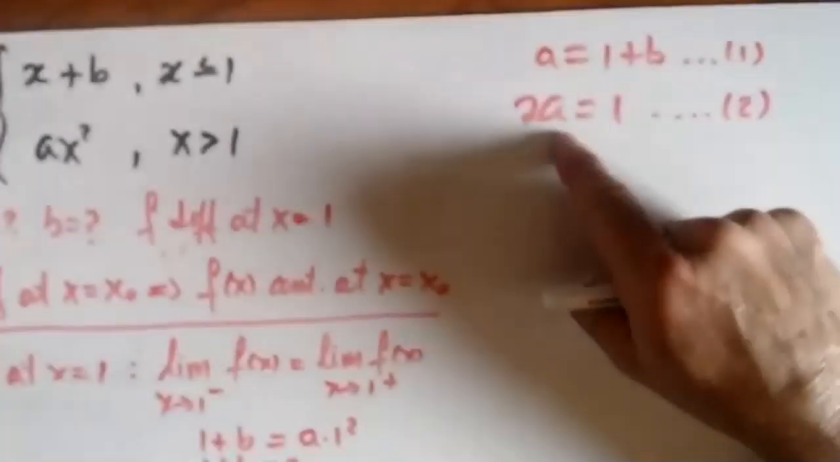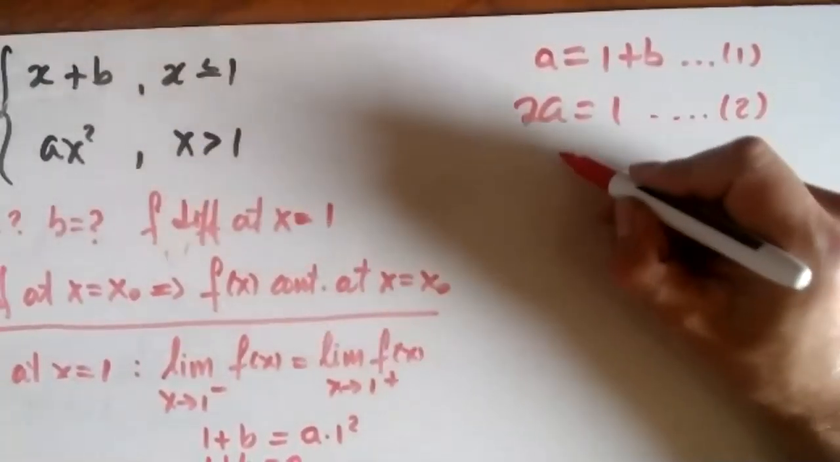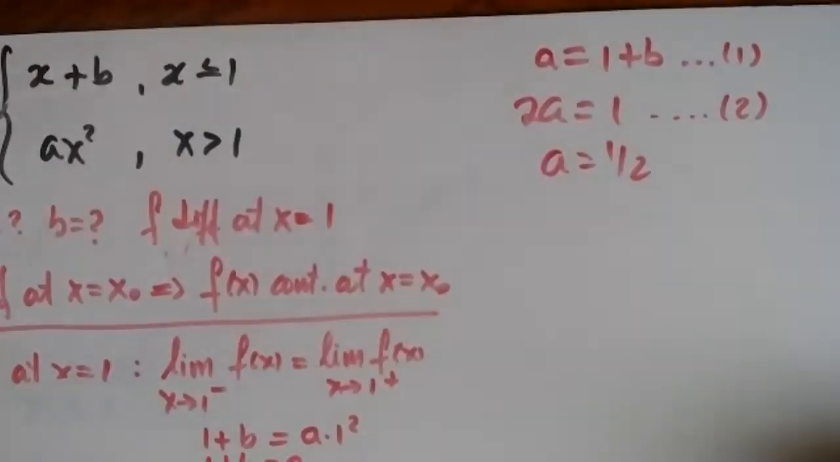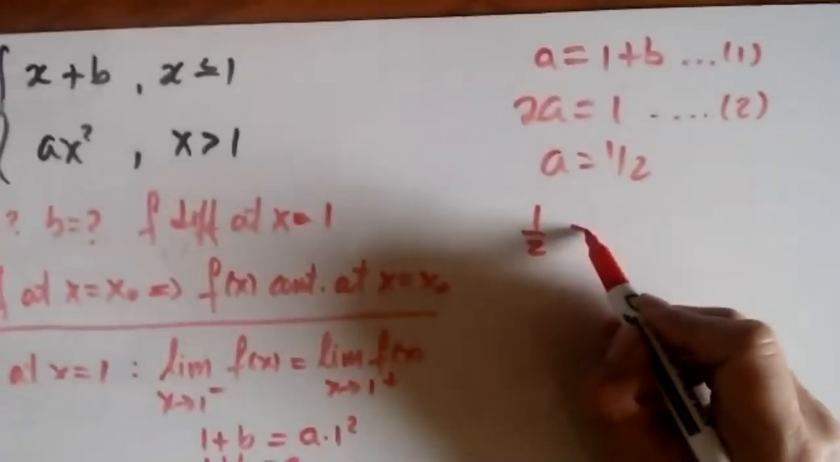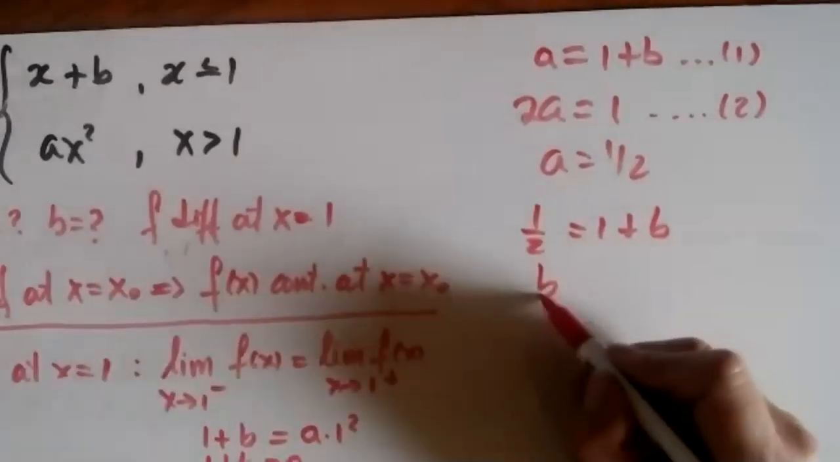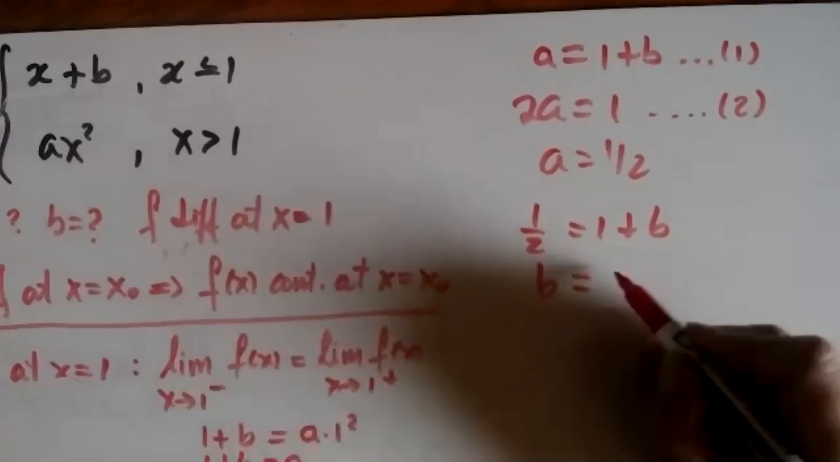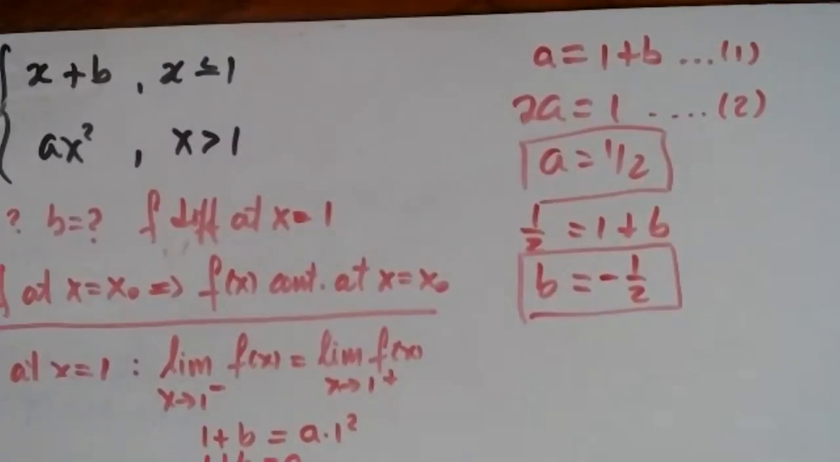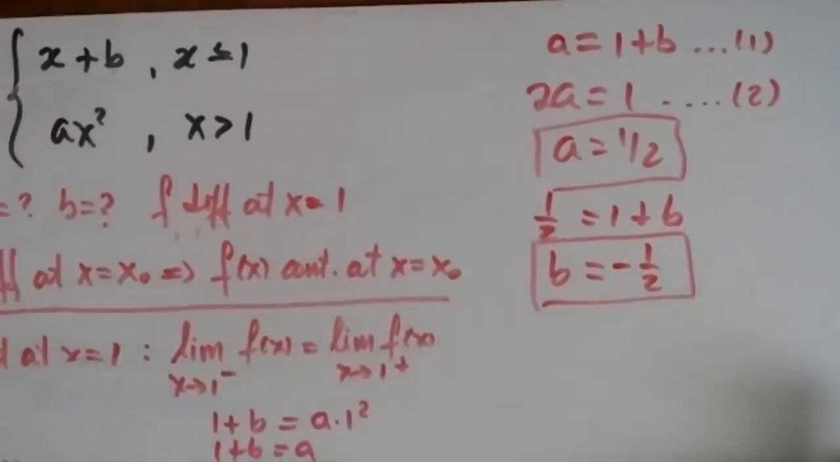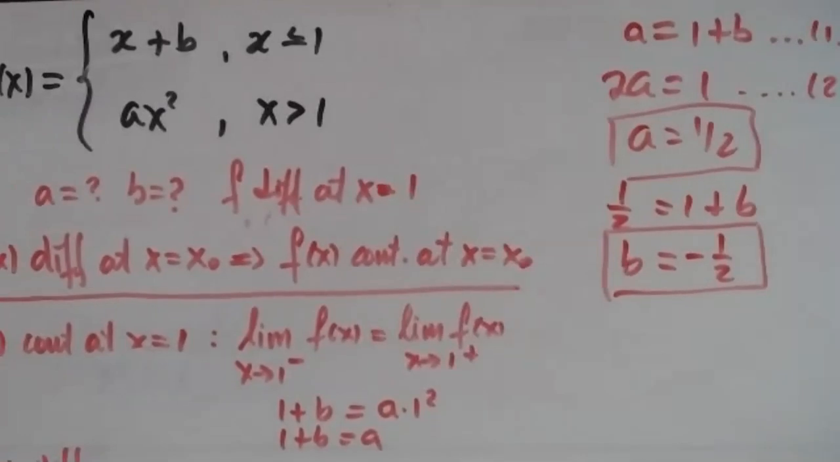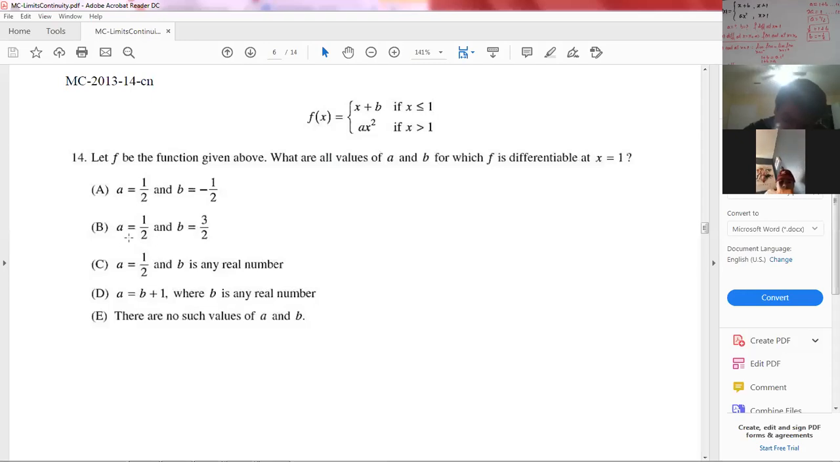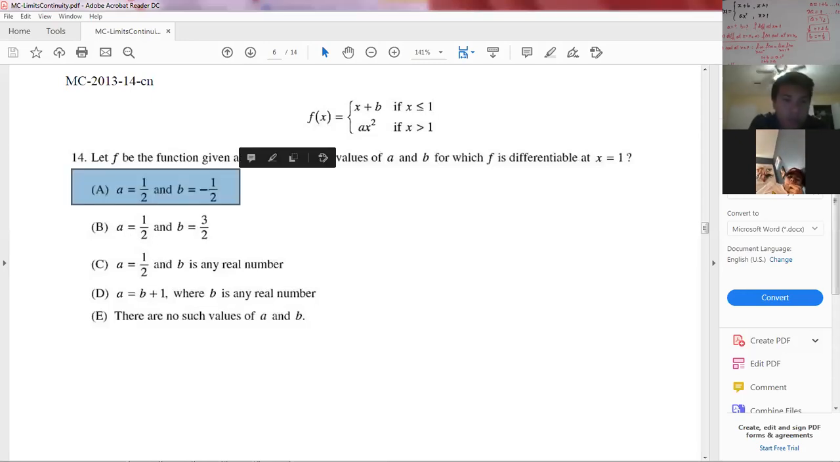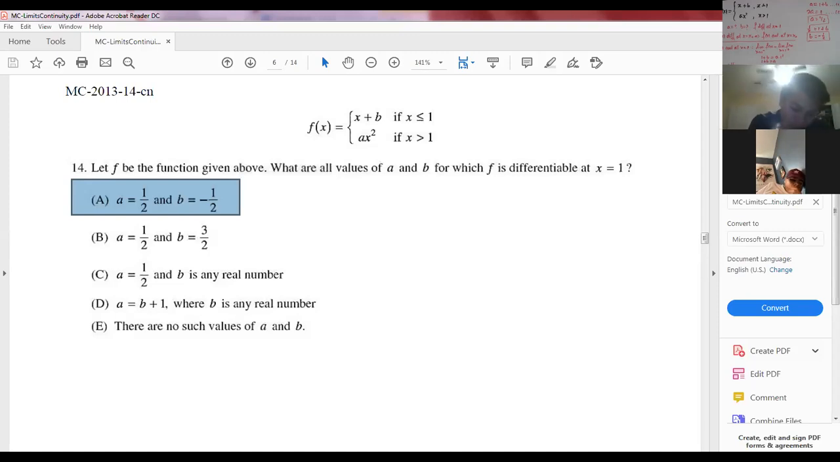Now, what is the value of a to get a 1? a equals 1 half. And if a is 1 half, I have 1 half equals 1 plus b. So b equals, you solve for b, negative 1 half. So these are the two values that make f differentiable and continuous at the same time. So if we go to our paper, you see here that the solution is the first one. This is my solution: a equals 1/2 and b equals negative 1/2. Okay?